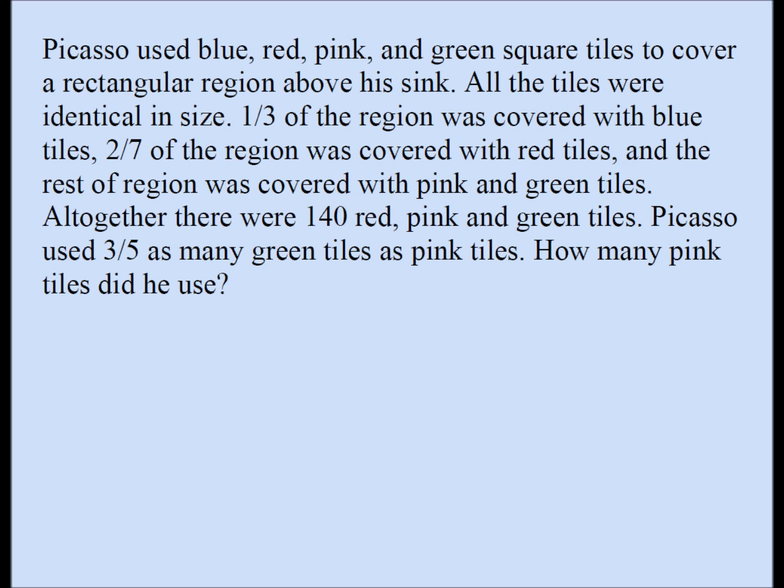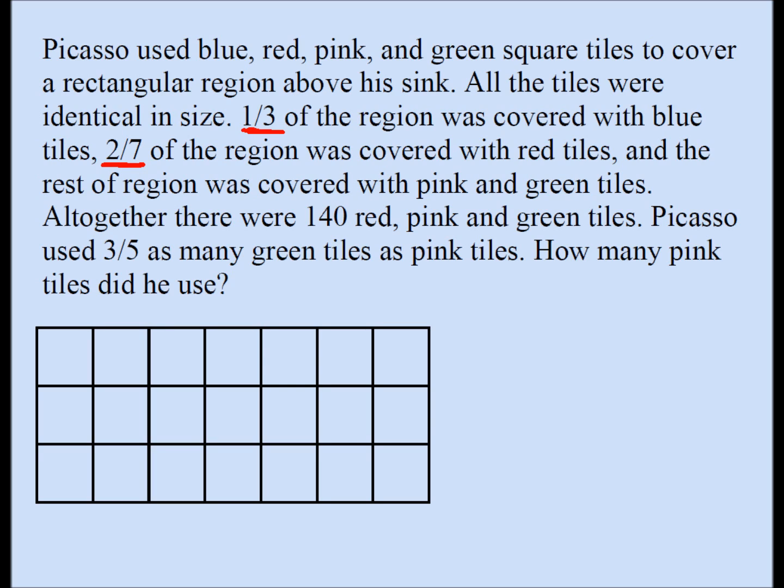So I'm going to pretend that the rectangular region is a 3 by 7 region. Okay, 3 comes from this denominator, 7 comes from this denominator. Now one-third of this region has blue tiles, and two-sevenths of this region has red tiles. Now two-sevenths would mean this, which is 1/7, another 1/7, 2/7.